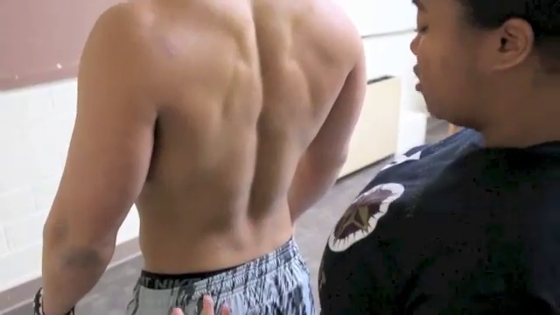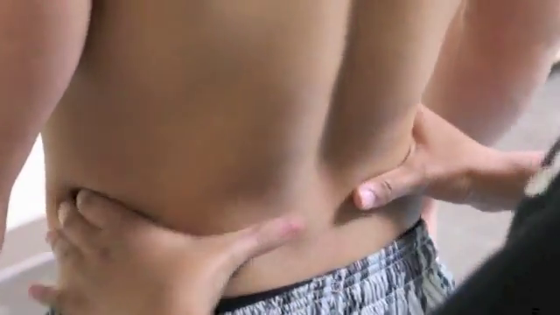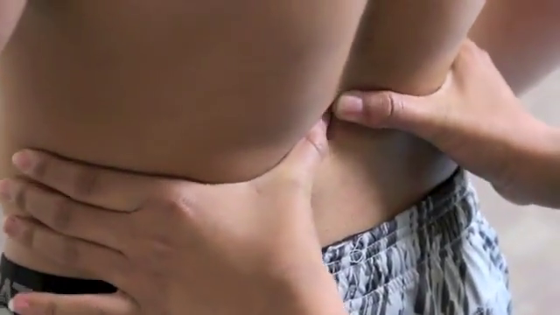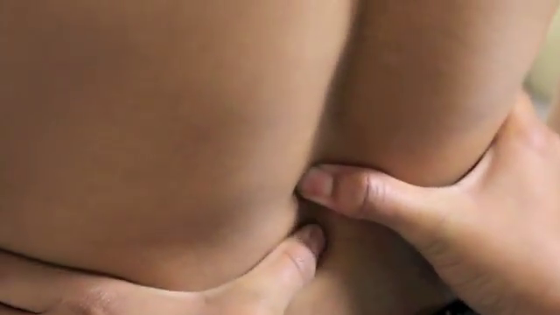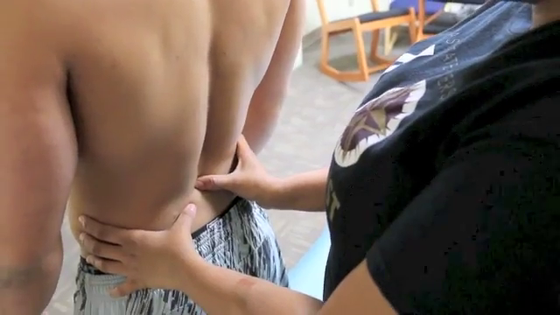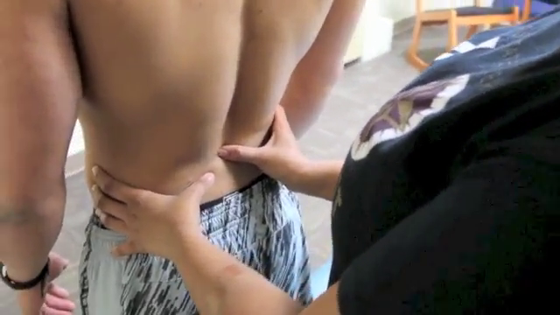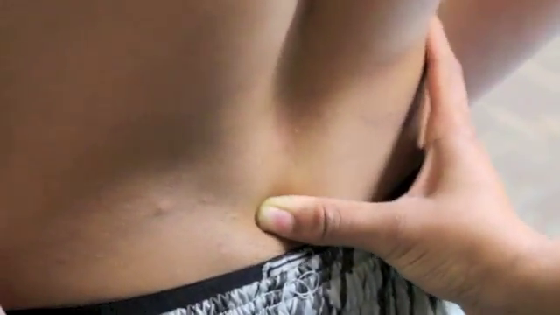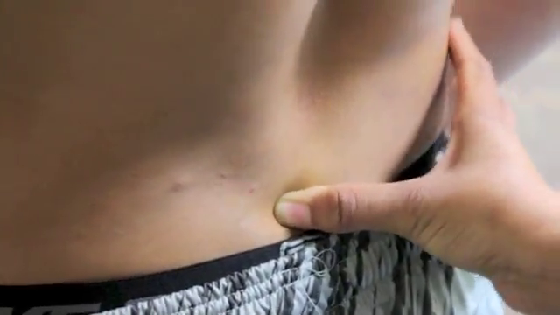Palpate the lumbar spinous process. You locate the iliac crest, and then in the midline of the back, where your thumbs are located right now, this is the L4 and L5 space, and this is where I palpate. After locating the L5 spinous, you move inferiorly, and that's where our sacral process is located.